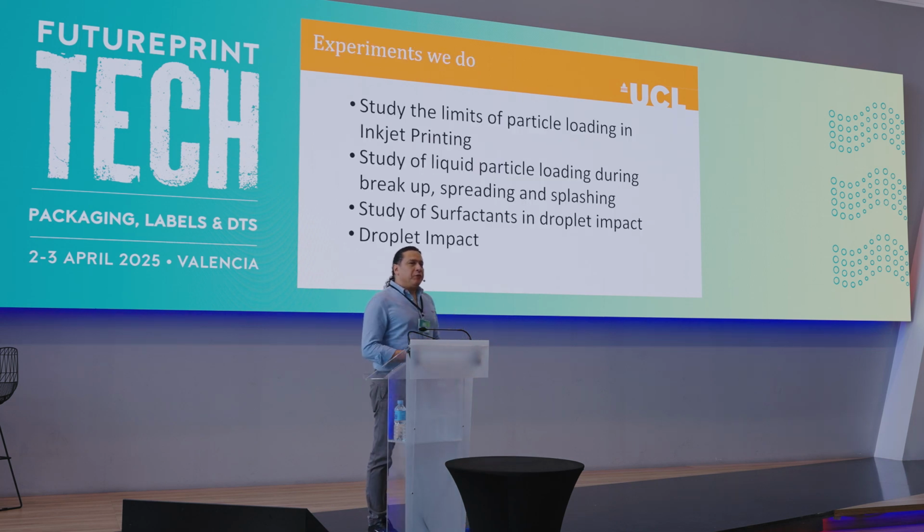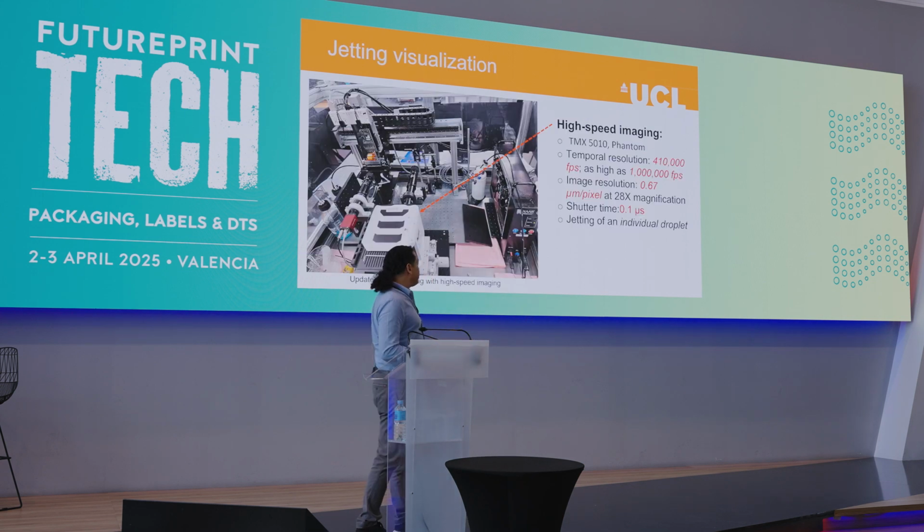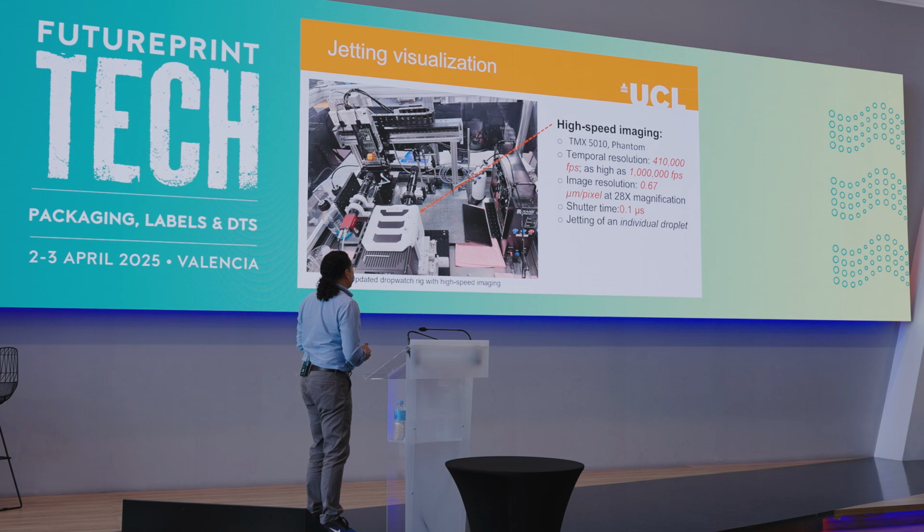Other kinds of experiments we do are trying to increase the compatibility of inks. For example, particle loading, not only the effect of surfactants, but also the effect of the substrate, so papers, coatings, and so on, the spreading. This is the kind of experiments we can build for companies. This is a project with SAR, and don't worry, this is public. I can give you a copy of the paper.